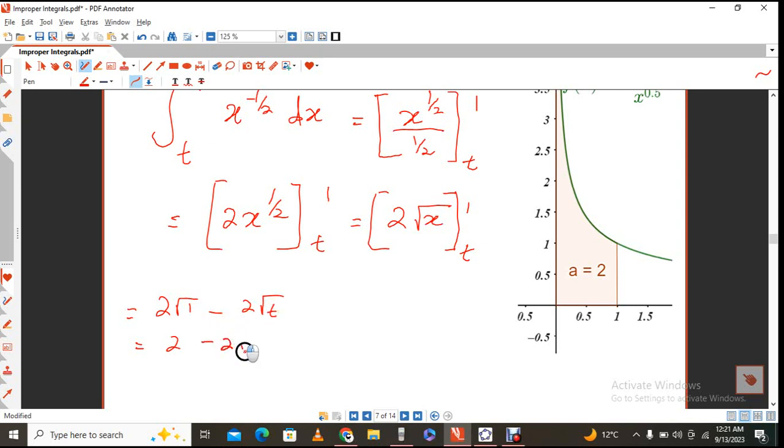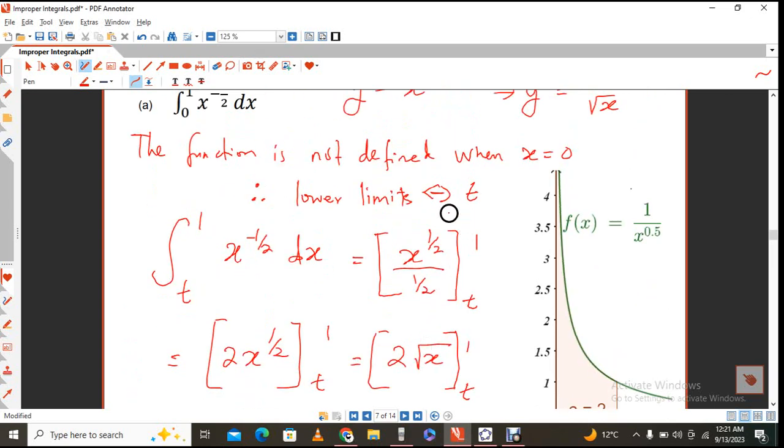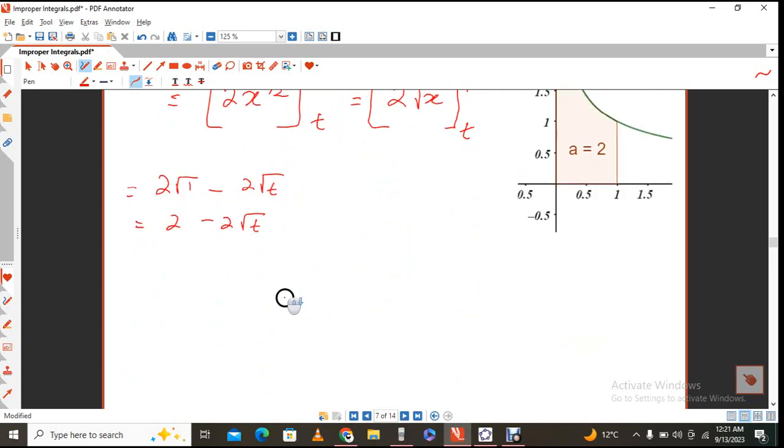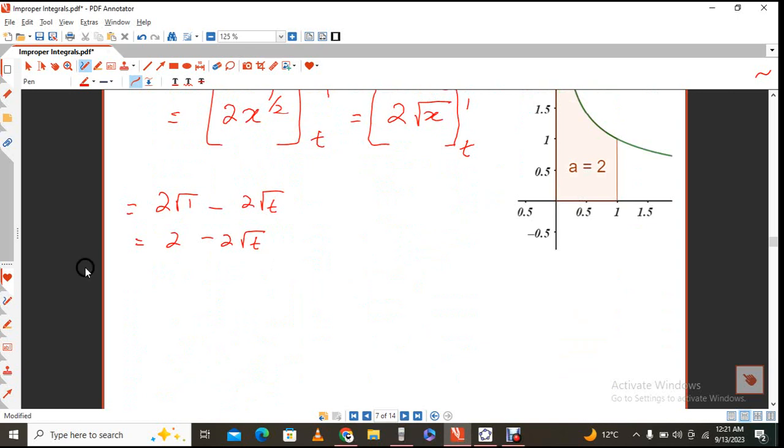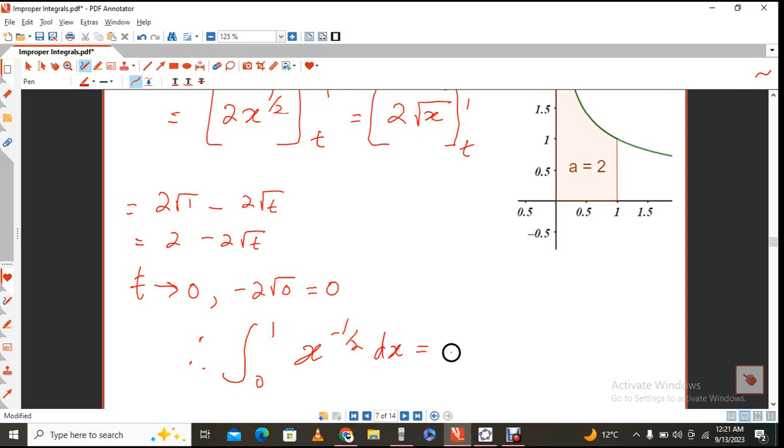So I'm going to have 2 root t. What did we say? The function is not defined when x is equal to 0. So we are not going to have t tends to infinity, but rather t now tends to 0. You have got minus 2 times that, and you're going to get the value of 0. Therefore, the integral from 0 to 1 of x raised to the power of negative a half with respect to x is then equal to 2 minus 0, which is equal to 2, as I have indicated to you.